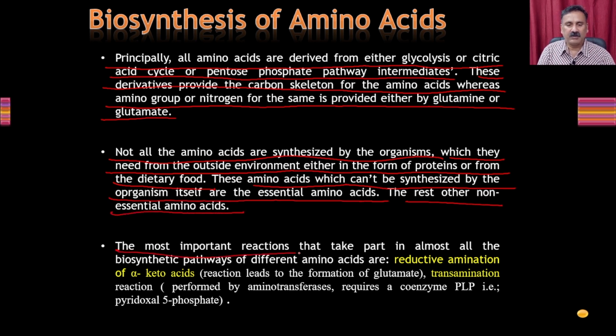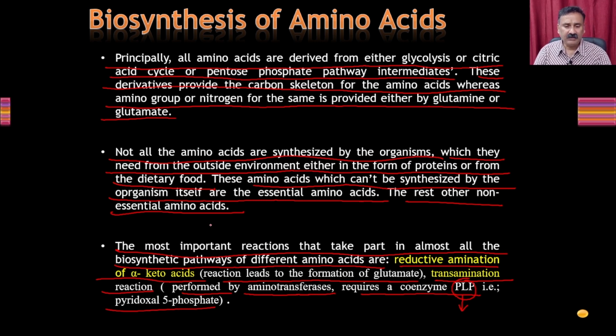The most important reactions that take place in almost all the biosynthetic pathways of different amino acids are reductive amination of the alpha keto acid, the reaction leading to the formation of glutamate, and transamination reactions, which are performed by the enzyme called aminotransferase, which requires a coenzyme, PLP. PLP is pyridoxal phosphate, and pyridoxal phosphate is a vitamin. Okay, and that's why sometimes you might be deficient in the vitamin, and then you cannot synthesize some of these crucial amino acids.